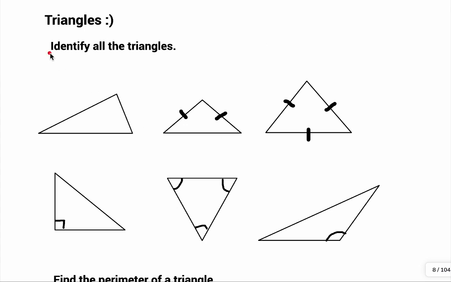Today we're going to talk about triangles. So let's start with the first problem. Identify all the triangles. As we can see, there are 6 types of triangles, and you can identify the first 3 by their sides, and for the second row, you can identify these 3 by angles.